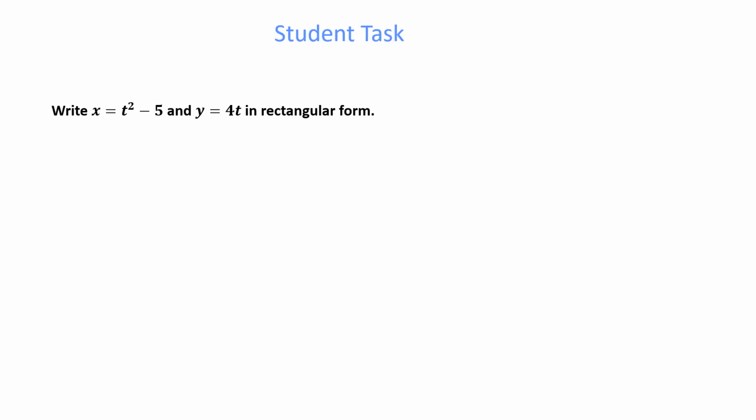Student's task. Write x equals t square minus 5 and y equals 4t in rectangular form. You can pause the video now. Once you finish solving, you can play the video again to check your answers.